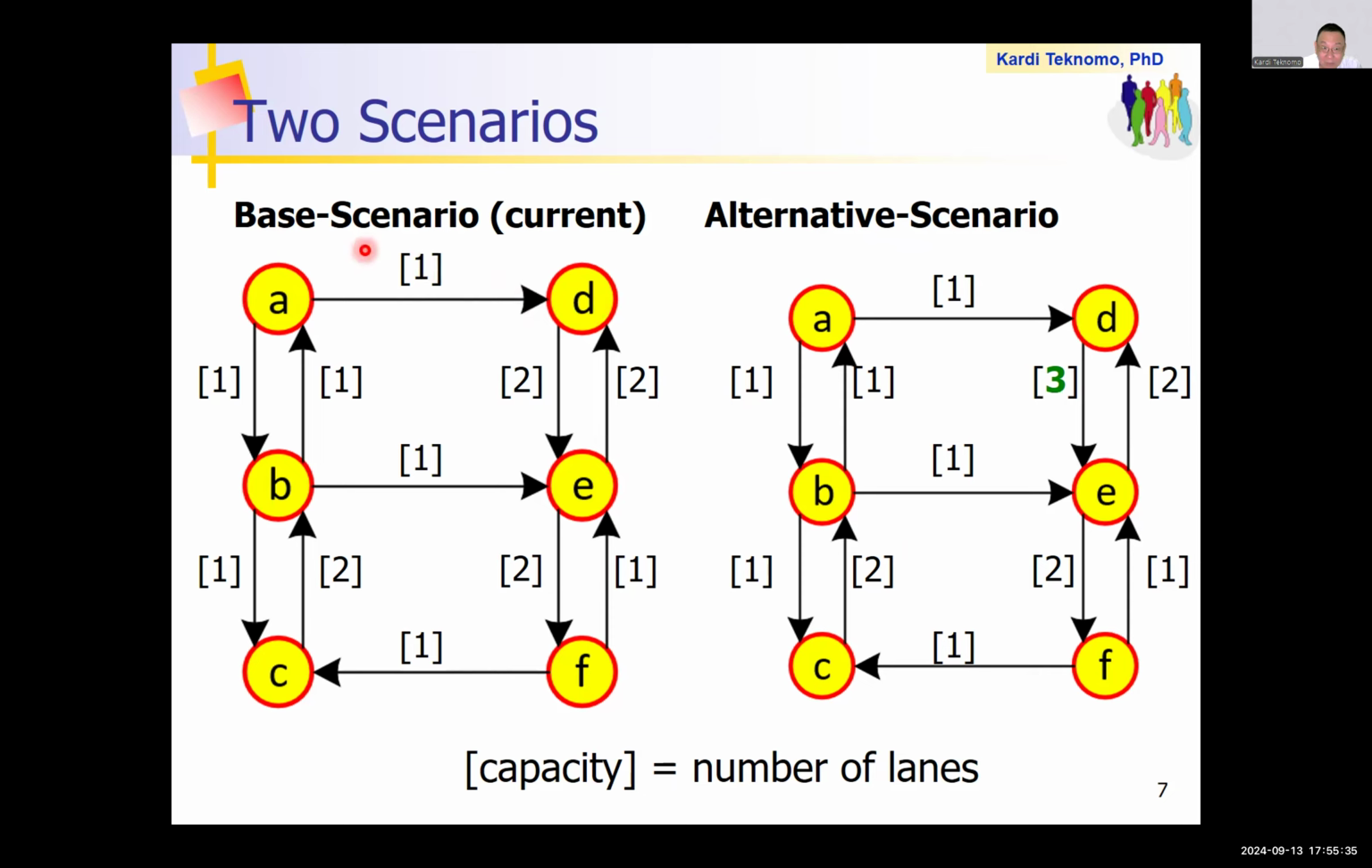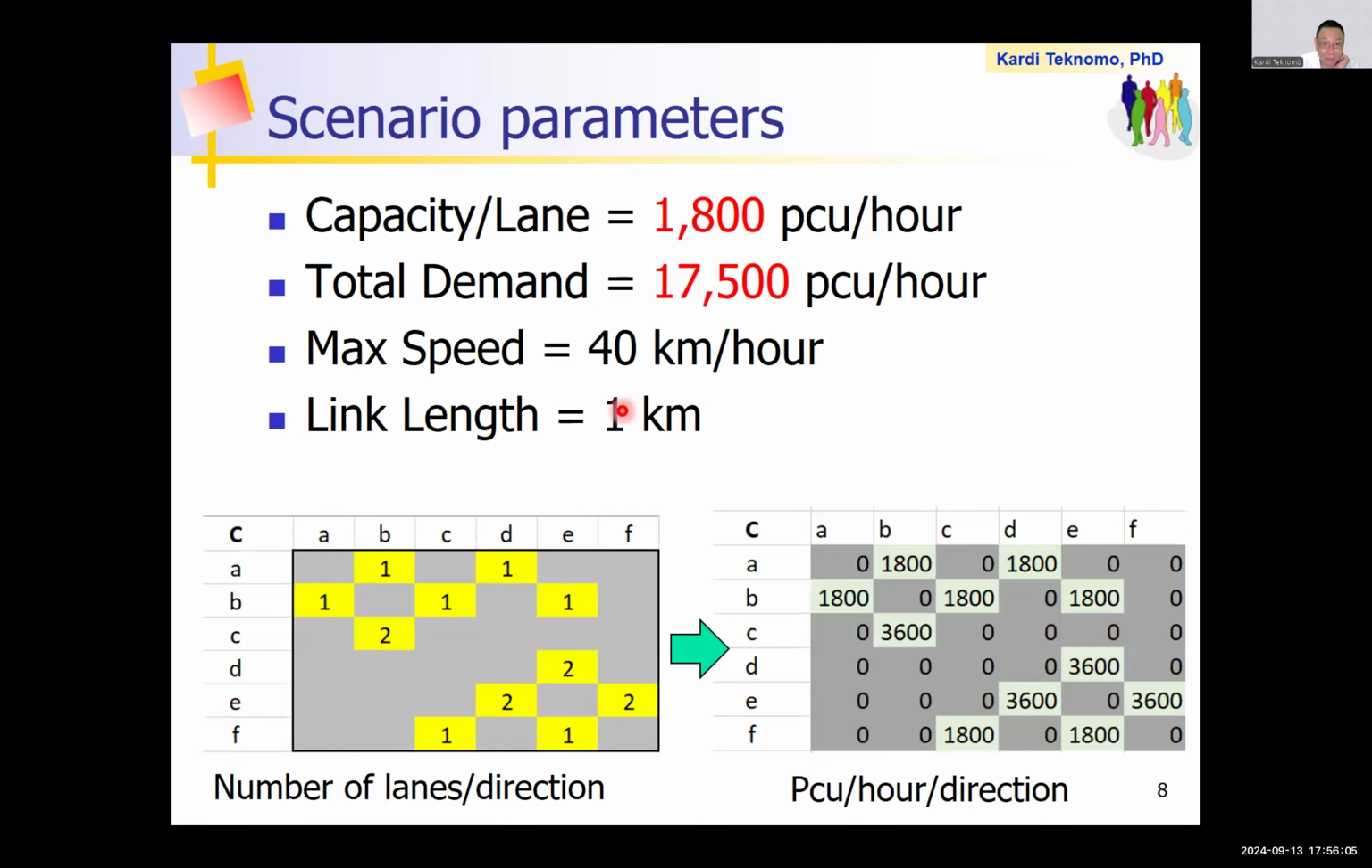So the difference between the base scenario and the alternative scenario in this example, because this is a very simple example, you see everything is the same except DE here. 2 lanes now become 3 lanes. So what's the meaning? There is road widening in DE. Is it clear? Then you need to set this number of lanes in PCU per hour.